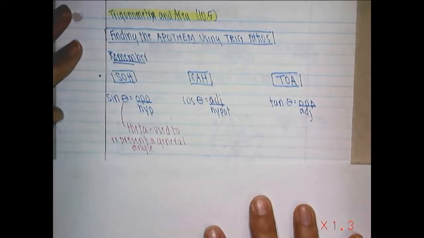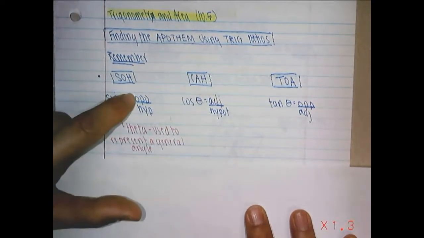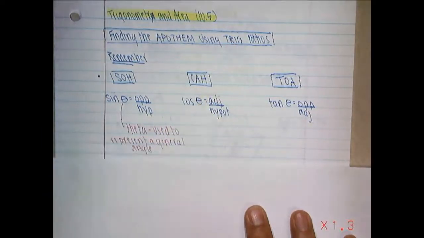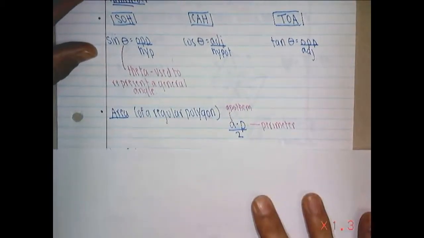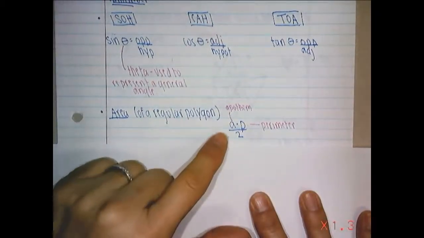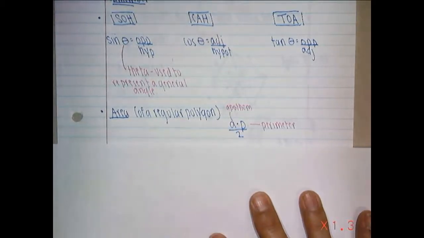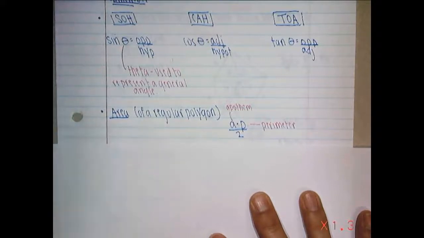Don't forget that is all in reference to whatever angle they tell you. You've got to identify your opposite, your adjacent, and your hypotenuse. Okay, so the formula that hopefully we're pretty familiar with now is the apothem times your perimeter divided by 2, for a regular polygon. And don't forget that means that all the sides are equal. All the sides are the same measure.